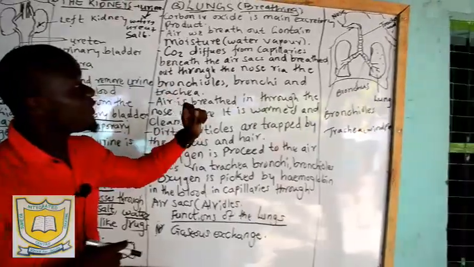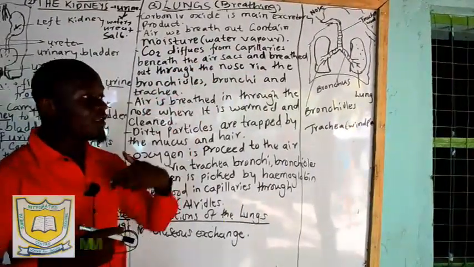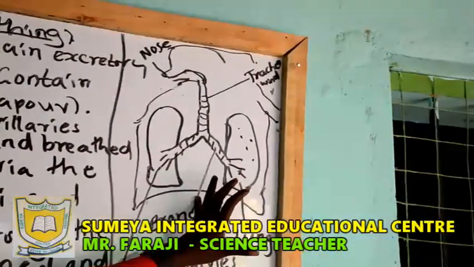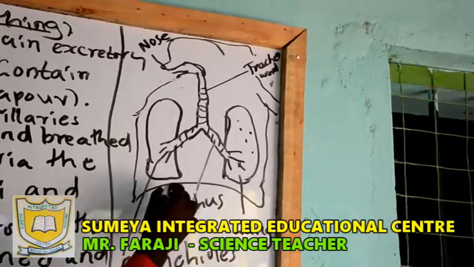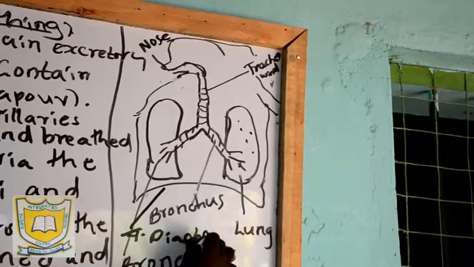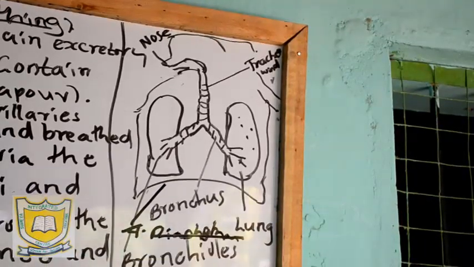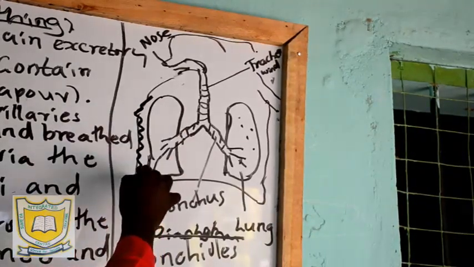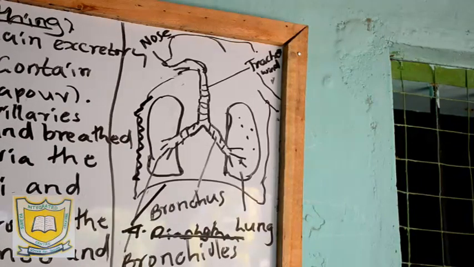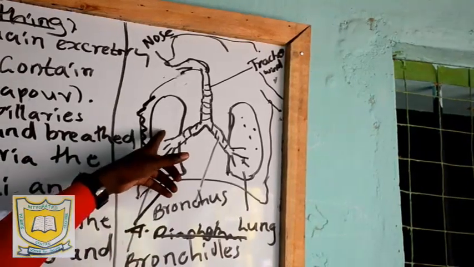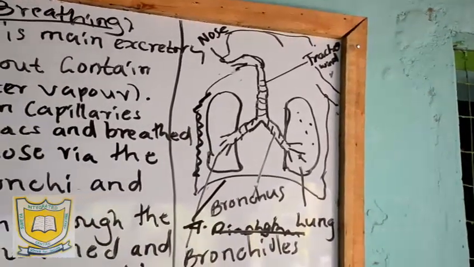Also in standard 5, we talked about what happens to the diaphragm when you are breathing in. This part here is what we call the diaphragm. What happened to the diaphragm when you are breathing in? What happened to the lungs? On the side of the lungs we have the ribs. What happened to the ribs when you are breathing in? What happened to the volume inside the lungs?